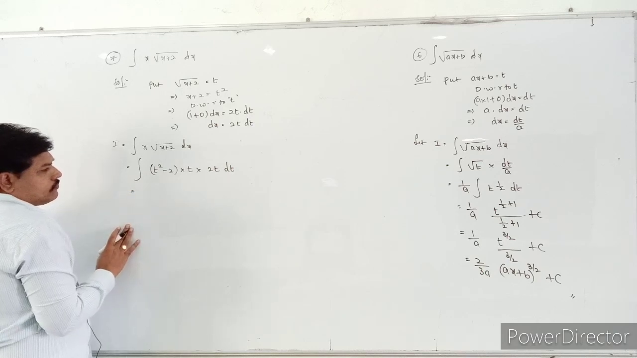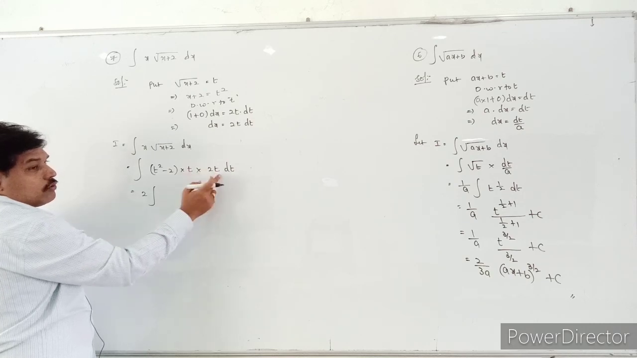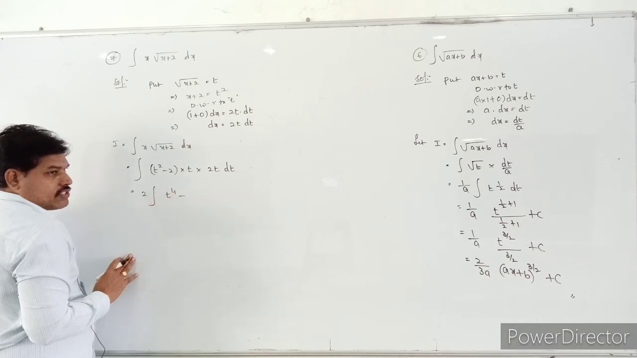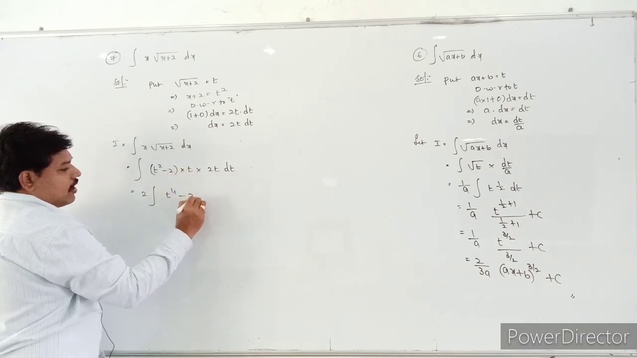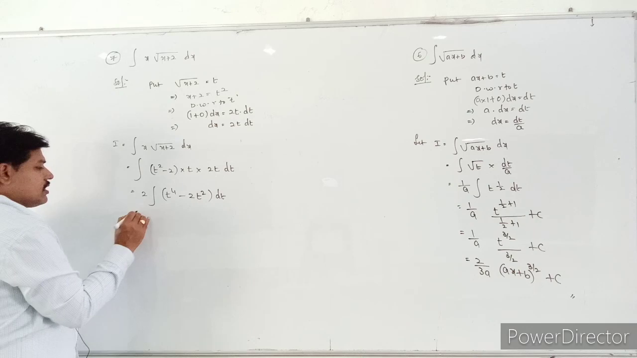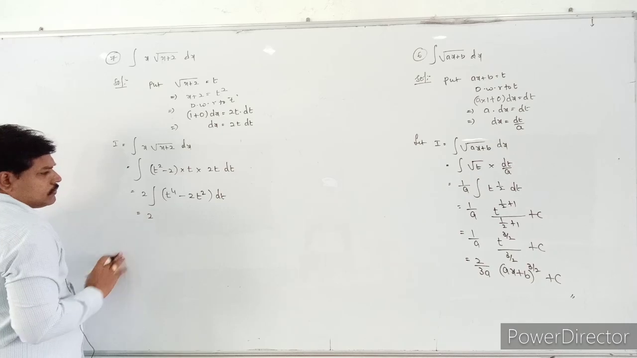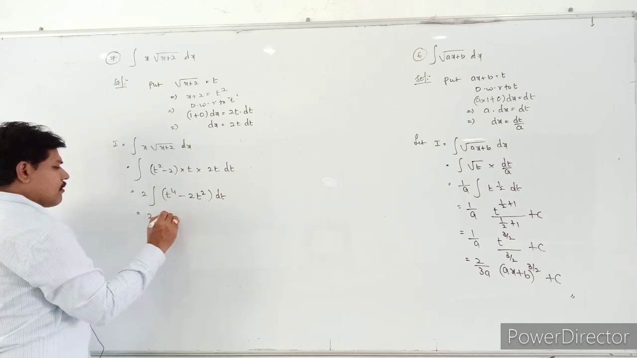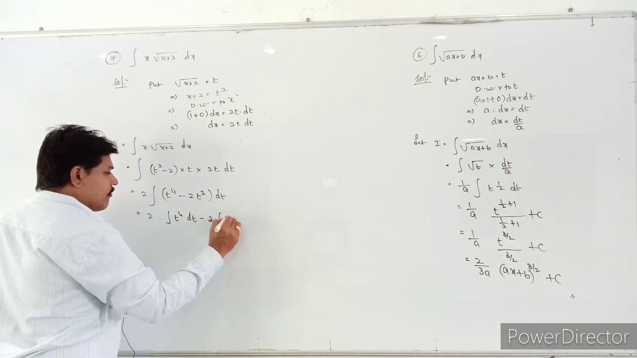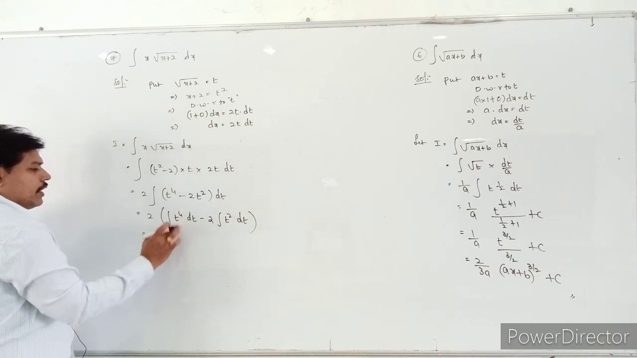So that implies, take the 2 out, the integral of t into t square minus 2. Taking t inside, t square into t is t power 3. Wait, t into t square minus 2 gives t power 3 minus 2t, into dt. See these steps once again, students, carefully. So that implies 2 into the integral of t power 4 into dt, minus 2 into the integral of t square into dt.